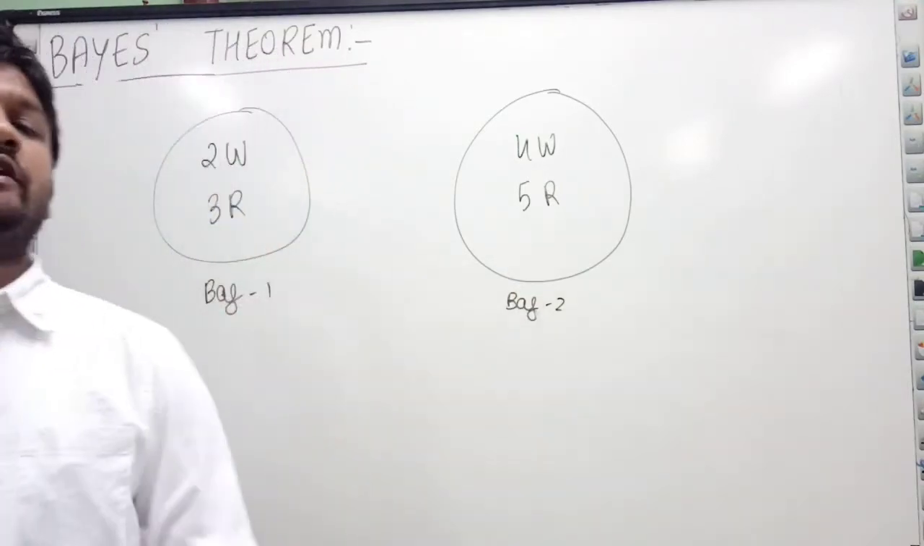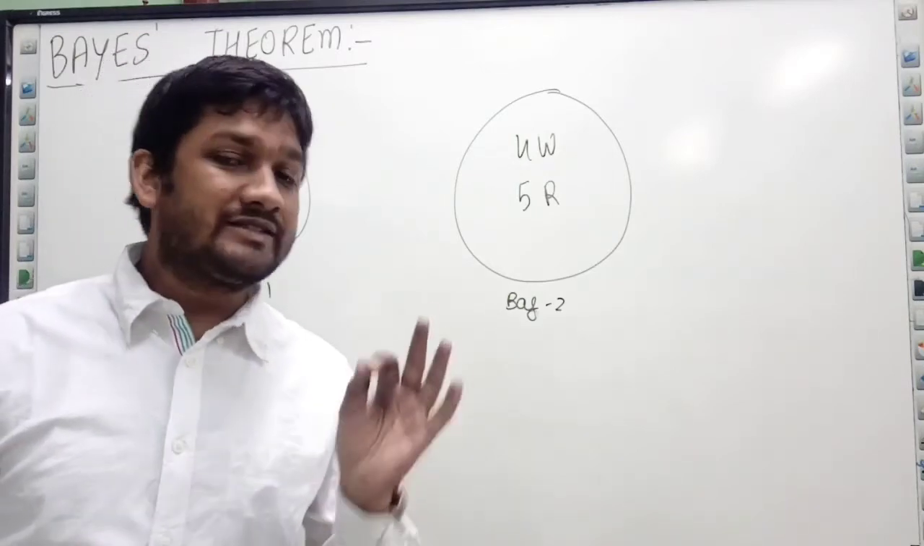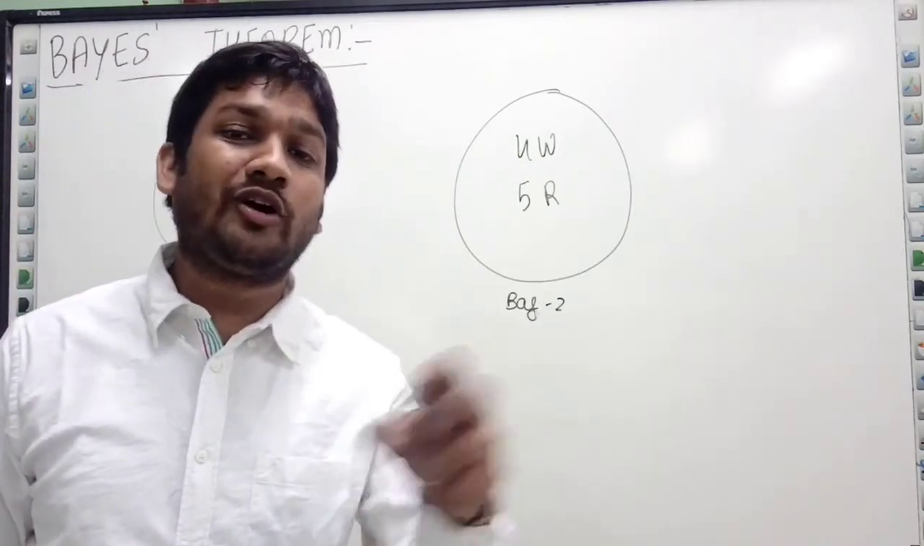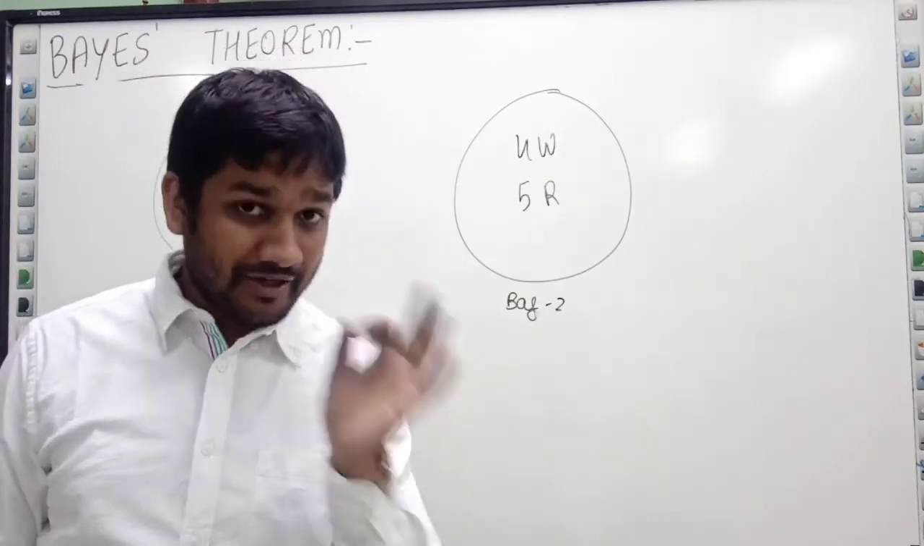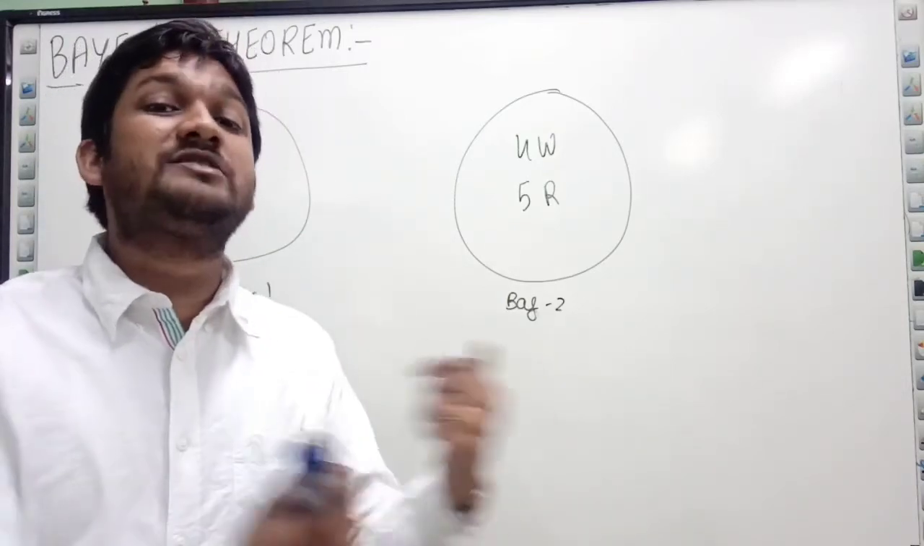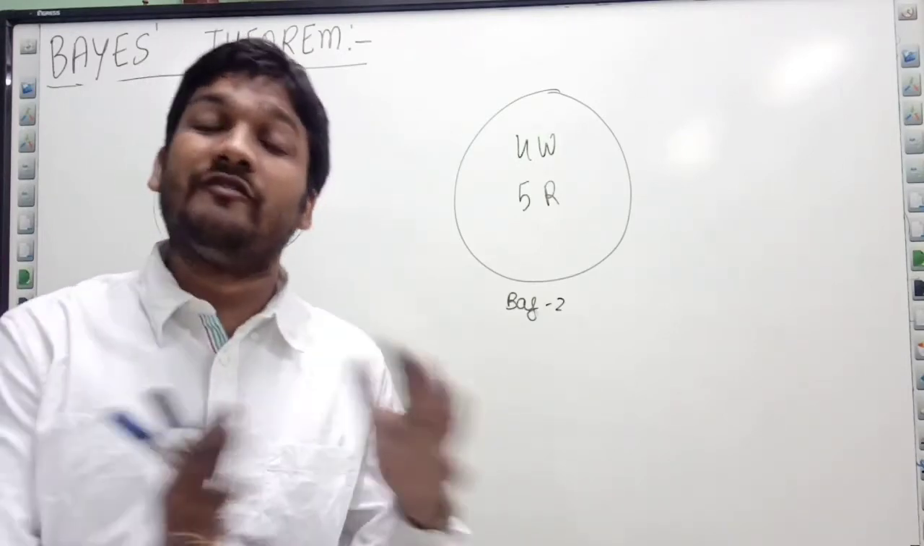Now the third question is, can you calculate the probability of selecting a bag when a ball of a particular color is drawn? Now think about this. This is just the reverse. That's reverse probability, and that is what we calculate in Bayes theorem.